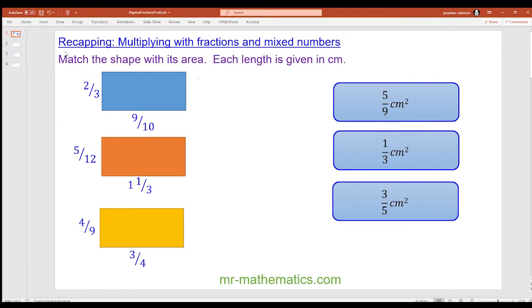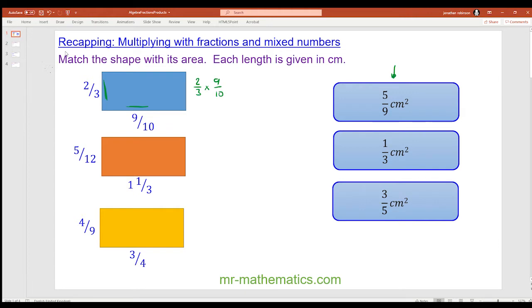To the third lesson on algebraic fractions, and today we're going to multiply algebraic fractions. But before we begin, we're going to get warmed up with remembering how to multiply with numerical fractions. So we're going to work out the area of each of these three rectangles and match it with the correct one here. So we have 2/3, and the area of the rectangle is length times the width. So the length times the width multiplied by 9/10.